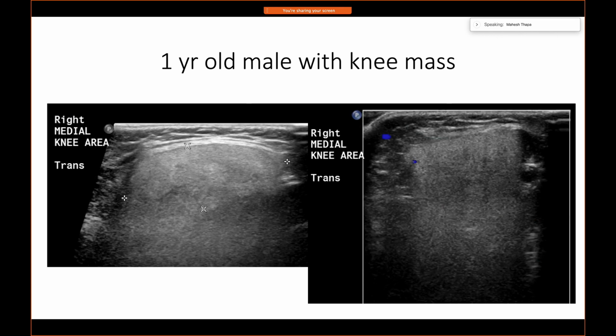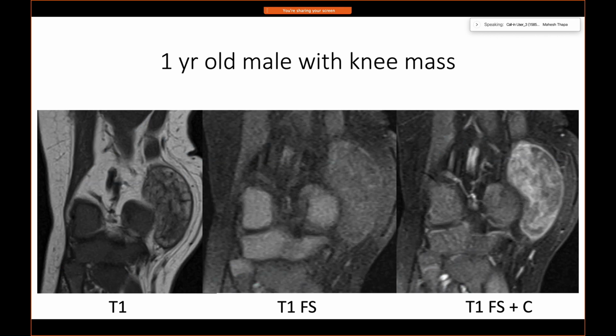It looks like it's in the subcutaneous tissues. Whether it actually goes into the muscle or not, it's hard to tell from the ultrasound. So we went ahead and did an MR. Here are the images. These are all coronal images: T1 weighted, T1 fat sat, and T1 fat sat post-contrast.